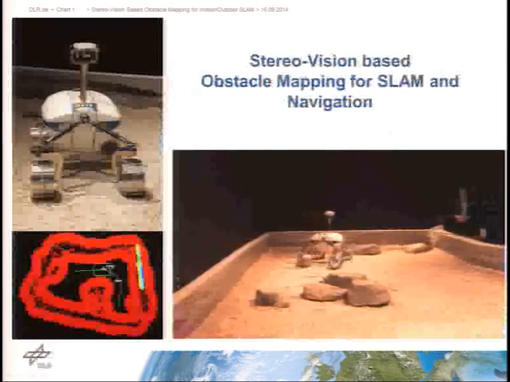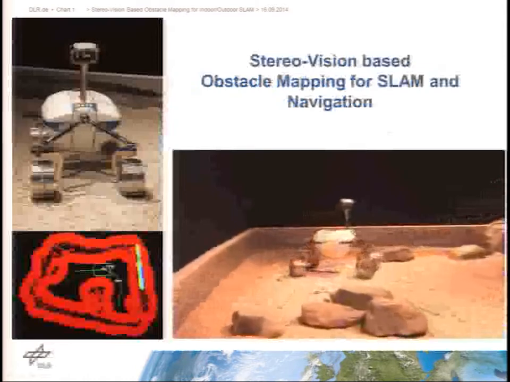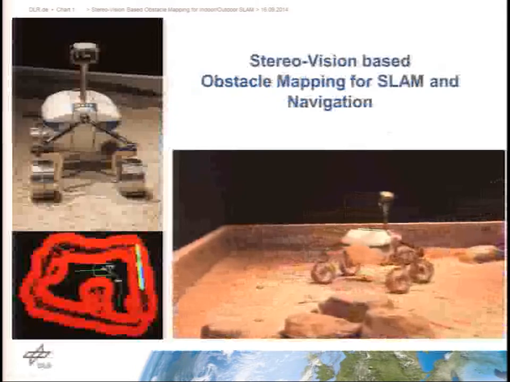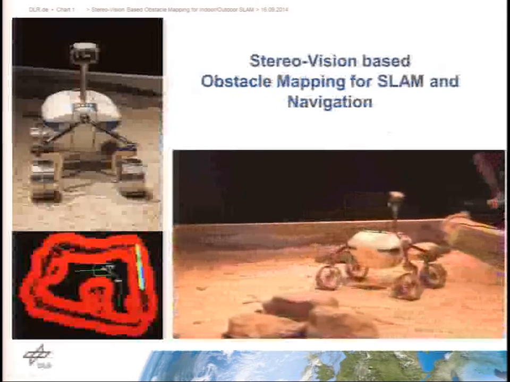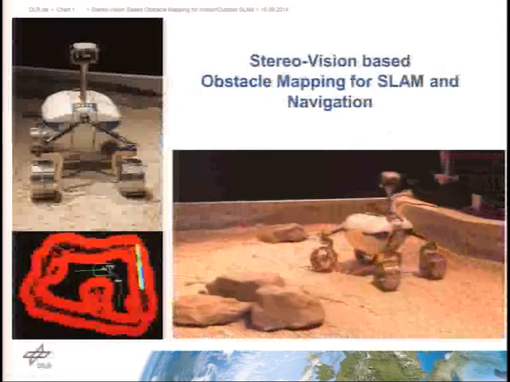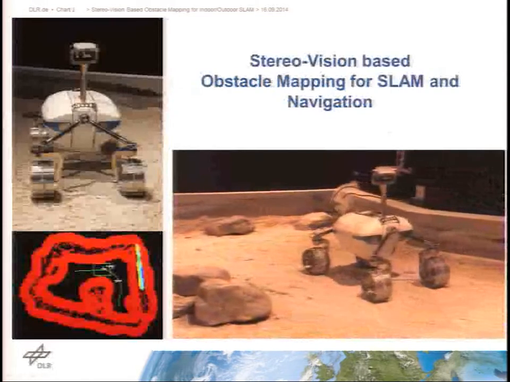This is a demo we had at the Berlin Air Show this year. The rover is navigating autonomously in an unknown environment. Only the goal point is given, and all the computation is done on board. We mainly consider GPS-denied environments. For the perception of the environment, we use a stereo camera system.